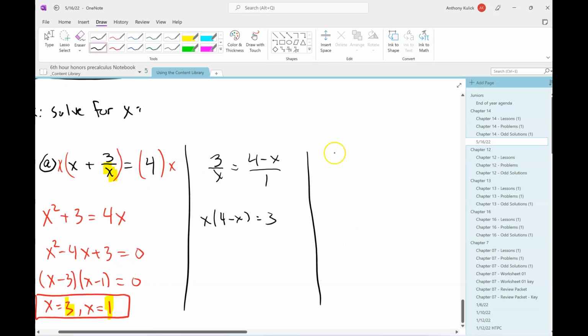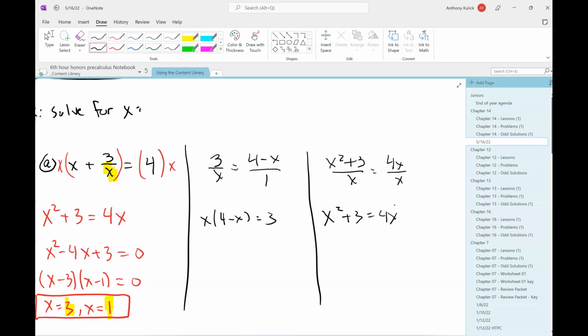You could make a common denominator on both sides. So that common denominator would be x. Once both sides have the same denominator, you can just set the numerators equal to each other. Right? Everybody's okay with that?